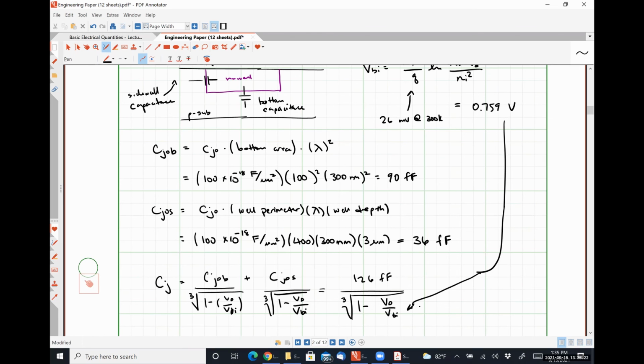Any other questions? So VD here is the reverse bias voltage. So VD is the potential difference across this guy effectively.